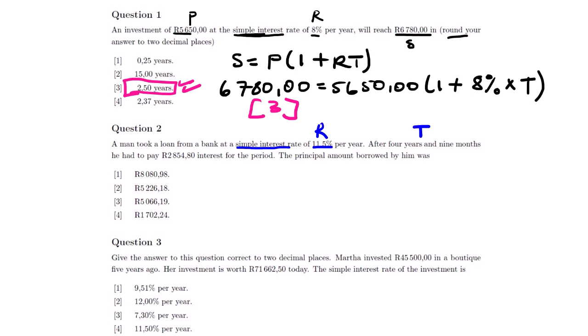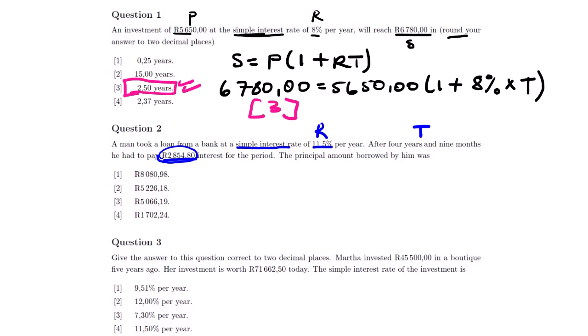He had to pay 2,854 rand and 80 cents, which is our interest for the period. The principal amount borrowed by him was. So we should understand something. This is the interest. When you talk about the interest, we are talking about an additional amount on top of the one that you took.